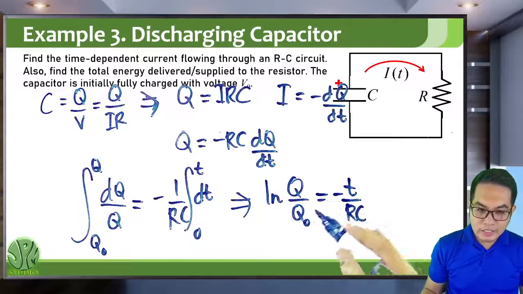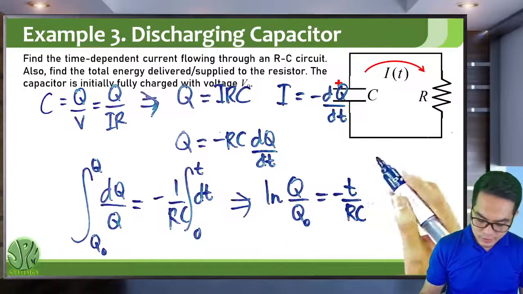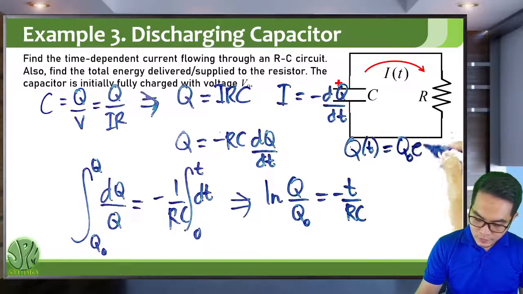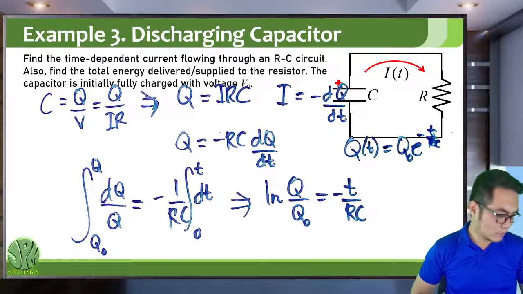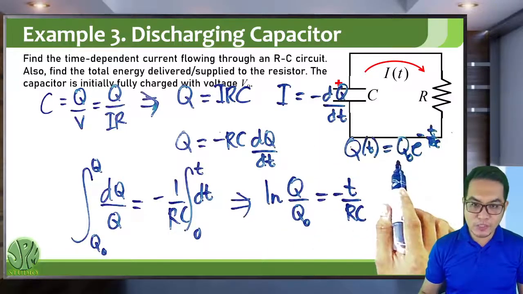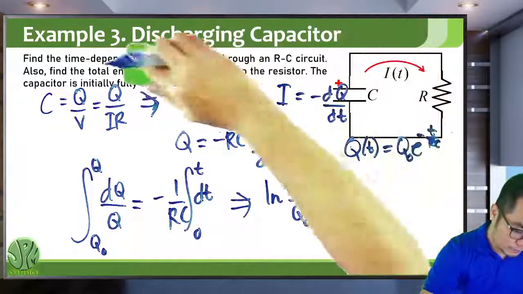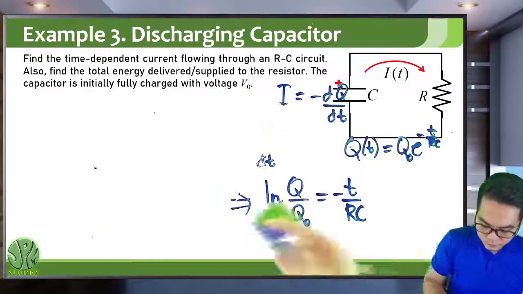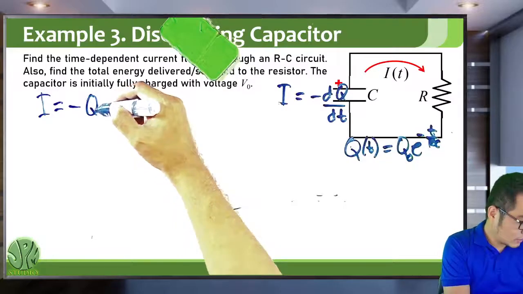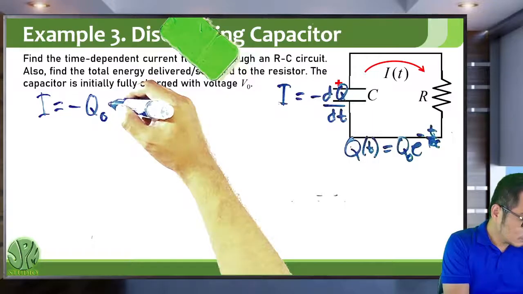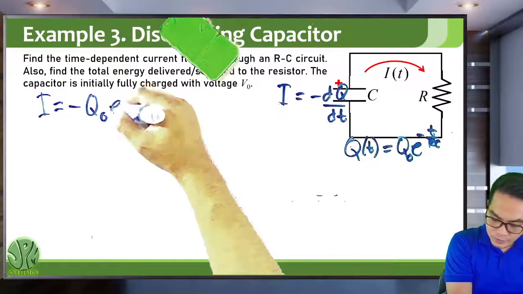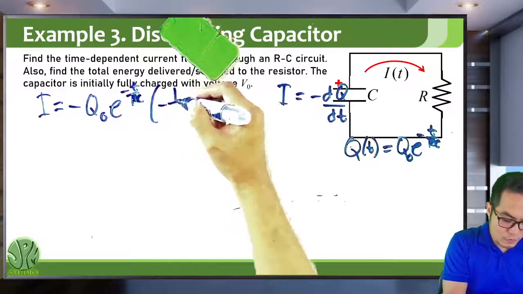Solve for Q. We take the exponential of both sides, so e to the ln is just Q over Q naught, and you get Q as a function of t is equal to Q naught e to the negative t over RC. Now take the derivative, because this is our definition for current: I is equal to negative dQ dt. The derivative of e to the u is e to the u du, so you get e to the negative t over RC times negative 1 over RC.